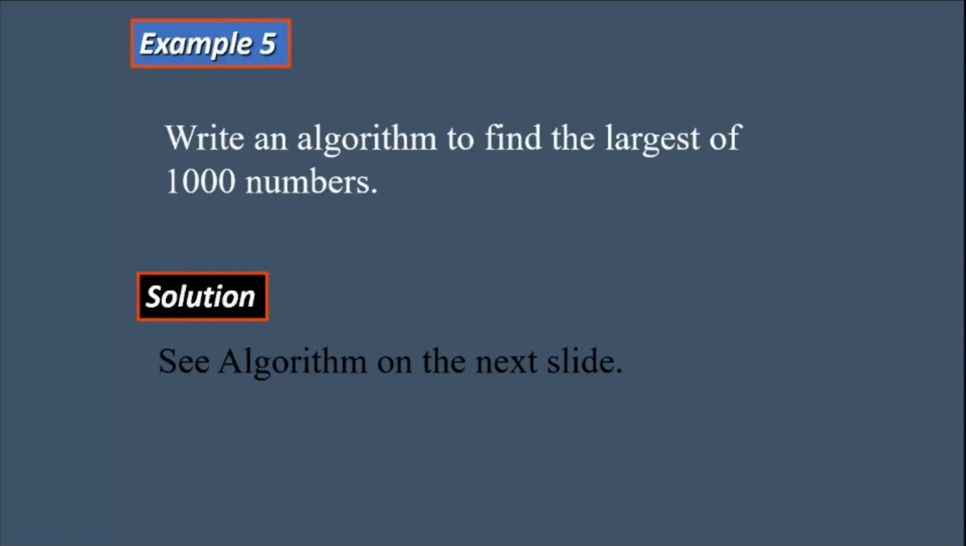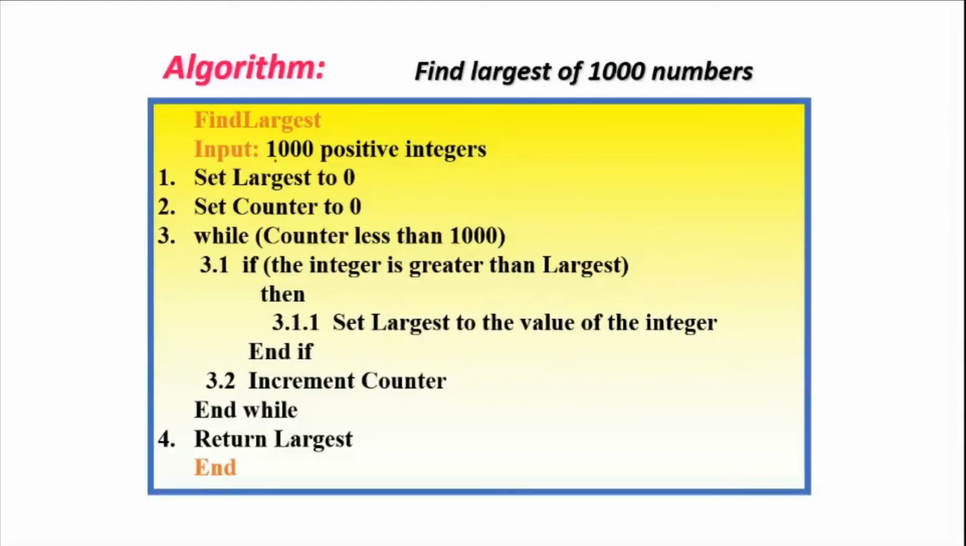Now another version of the same algorithm with the largest, where there are only 1000 numbers present. That is, write an algorithm to find the largest of 1000 numbers. So in that case, we input the 1000 positive integers. In the previous case, it was a list of positive integers and we didn't know how many integers were there. So here there are only 1000 positive integers. We know that there are 1000 positive integers.